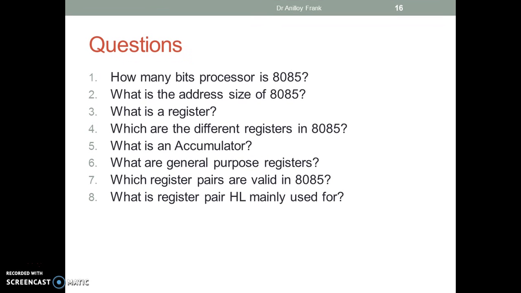Finally, the questions. How many bit processor is 8085? What is the address size of 8085? What is a register? Which are the registers in 8085? What is an accumulator? What are general purpose registers? Which register pairs are valid in 8085? What is register pair HL mainly used for?